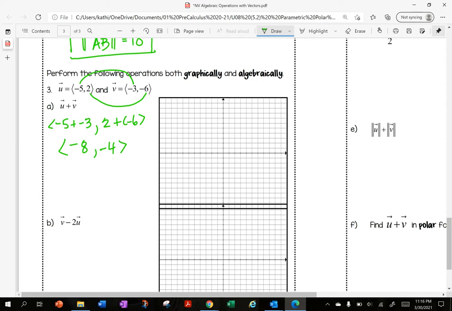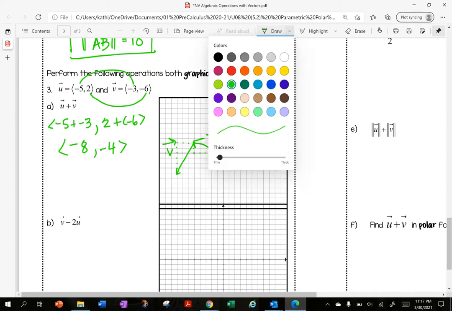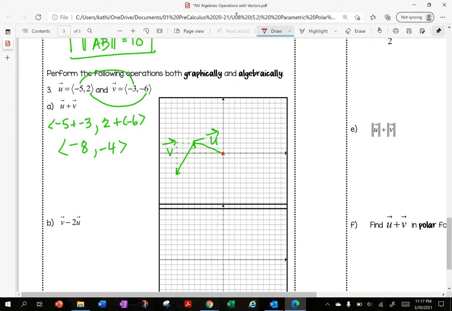I could also do this on my graph. So I'm going to show vector u, which is <-5, 2>. We're going to do tip to tail. So here is vector u. Vector v is <-3, -6>. So this is vector v. So my resultant vector is from the original tail to the tip.